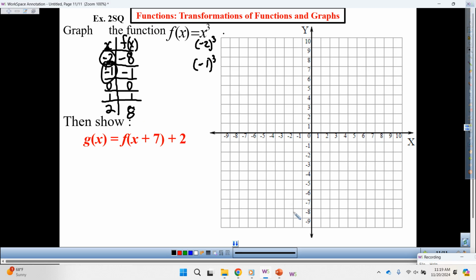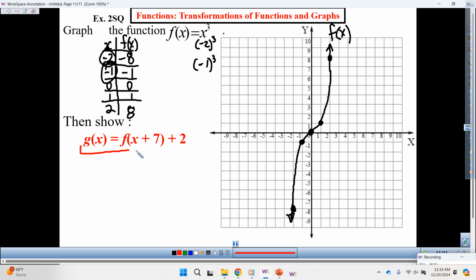-2, -8. -1, -1. 0, 0. 1, 1. 2, 8. From left to right. Make sure you curve it a little bit right here. Arrows at the end. Since this is the original one, we label it f of x. All right, but now they want us to transform it according to this.